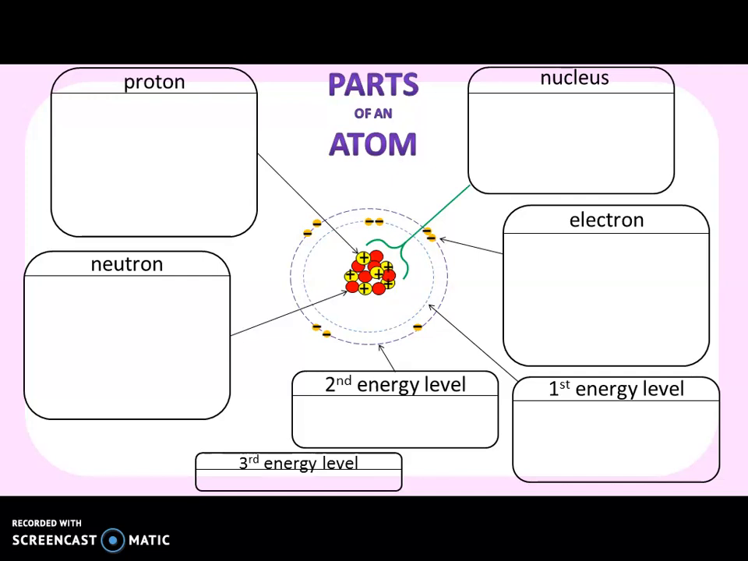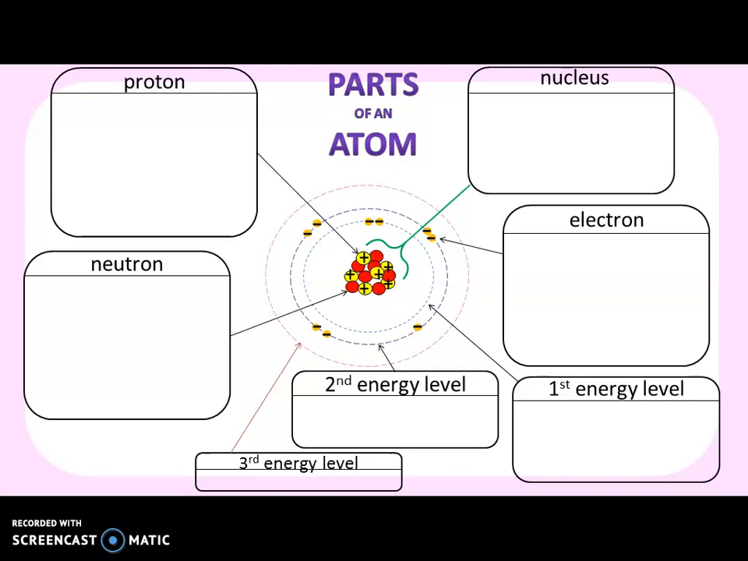It's going to be three away from the nucleus. So let's go ahead and draw that in. Mine is pink, and I'm going to draw an arrow from the labeled box to my third energy level so I know what it's representing. There are seven energy levels, but we will mostly only be dealing with the first three in this class.